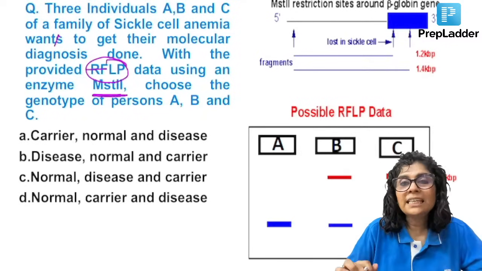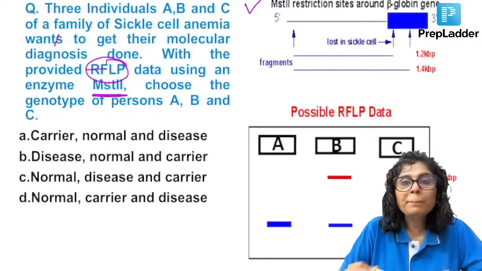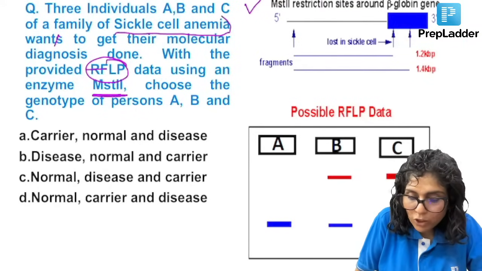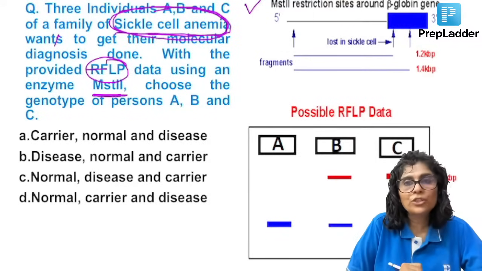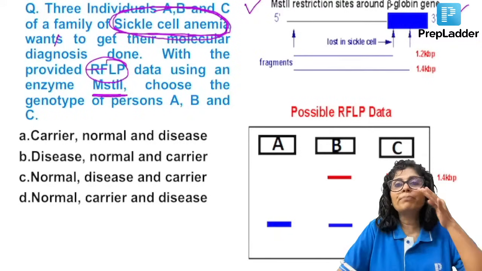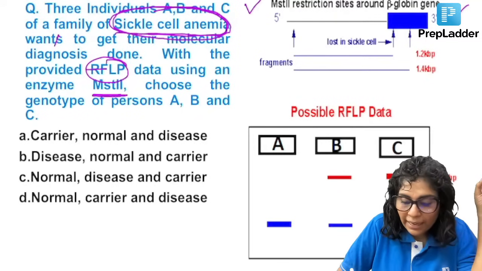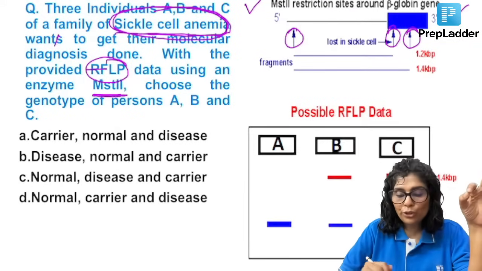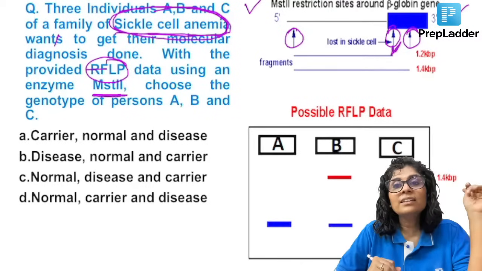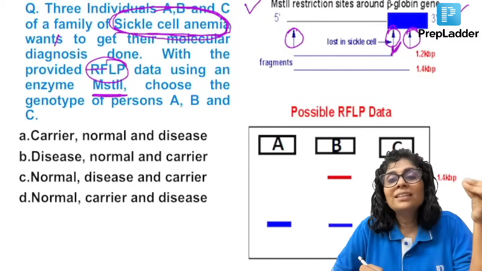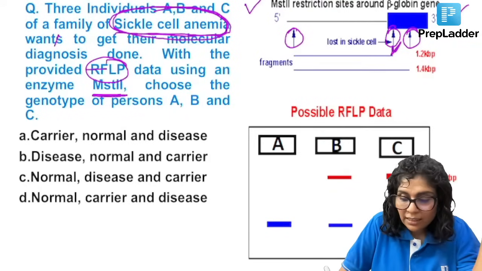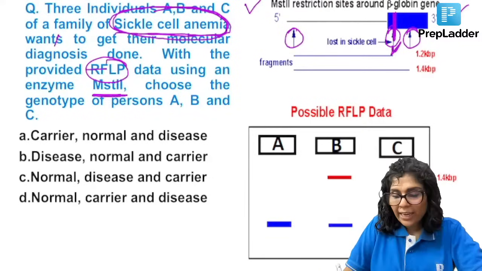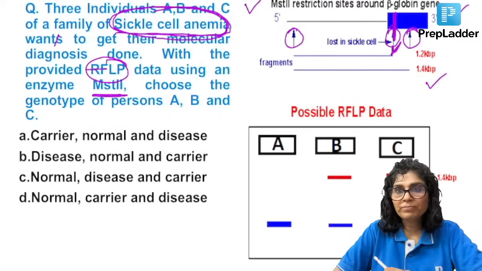Let's see what is seen in the image. They've shown you MstII restriction sites around the beta globin gene. You know, sickle cell anemia is caused by a point mutation of the beta globin gene. They've shown you the restriction sites of the beta globin gene for MstII by arrows. So the beta globin gene has got 3 restriction sites. But they have told you this restriction site is lost in sickle cell anemia. Meaning, if a person has got the sickle cell anemia mutation, this will not be cut. It will come out as 1.4 kilobase pair. Do you get it?